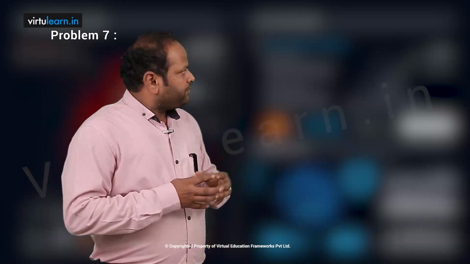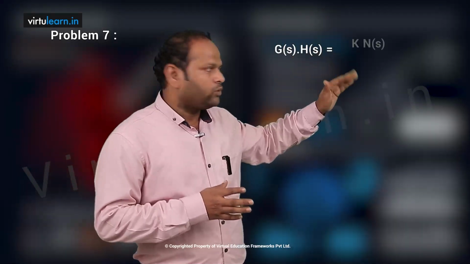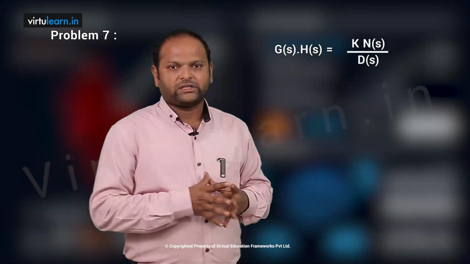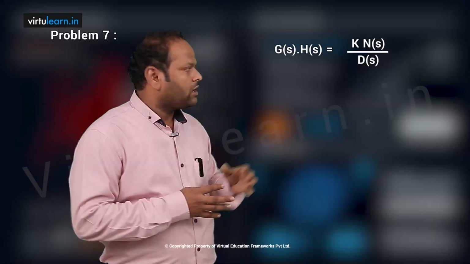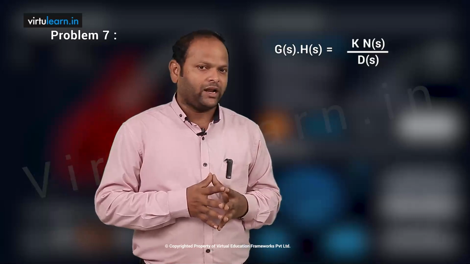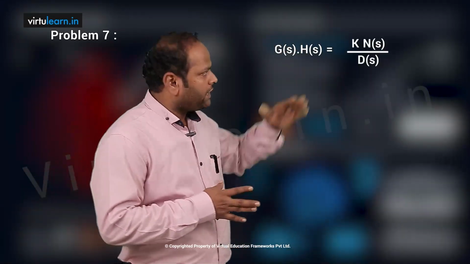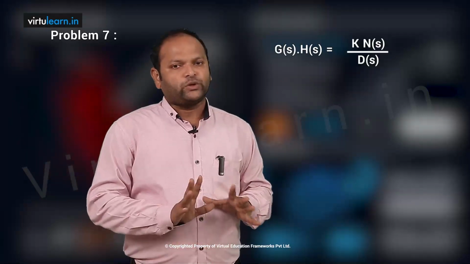Now, the open loop transfer function is given as G H of s is equal to k into N of s by D of s. N of s and D of s are both polynomials. N of s is the numerator and D of s is the denominator. When you solve N of s, you will get the open loop zeros. When you solve D of s, you will get the open loop poles.